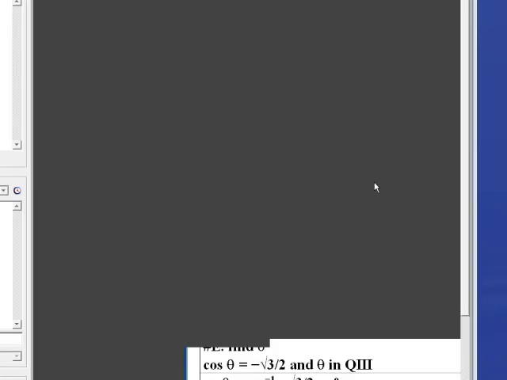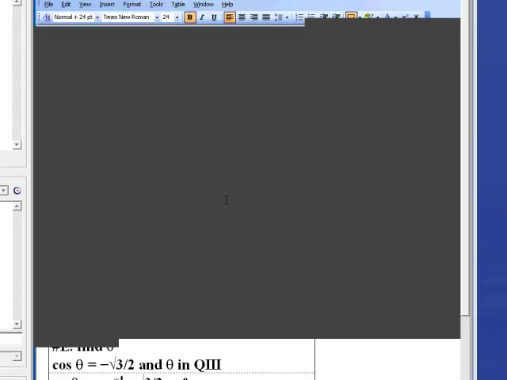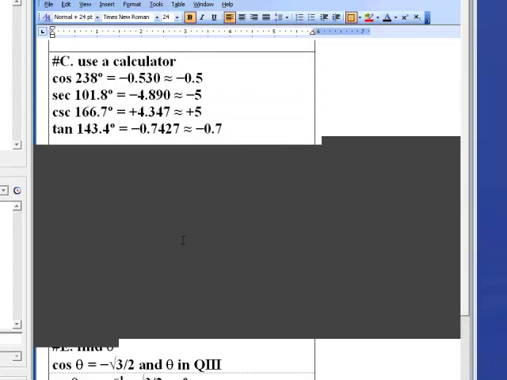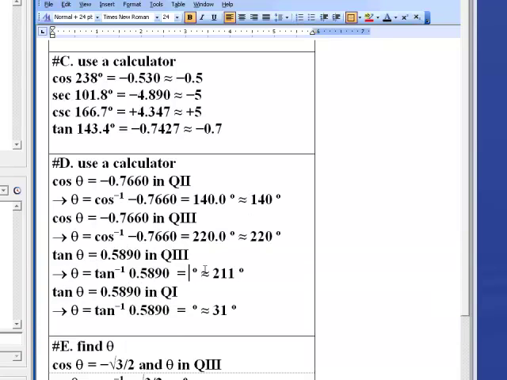Okay, go back to Word and plug in our answers. 24.0, I was right on. 220.0, I was right on in my estimate. 210.5 degrees, I consider that I was right on.